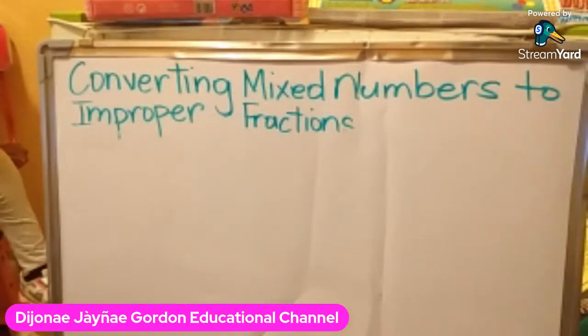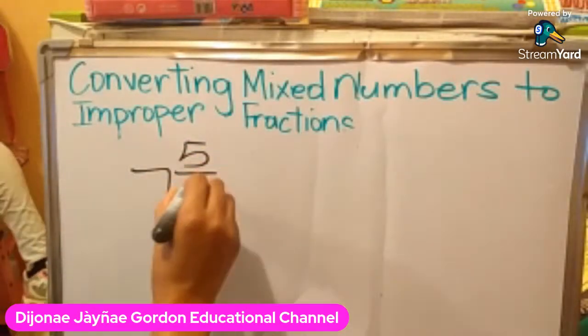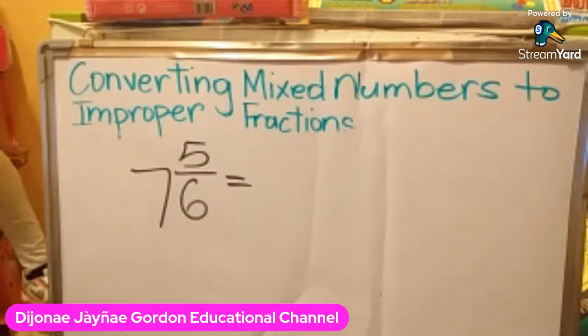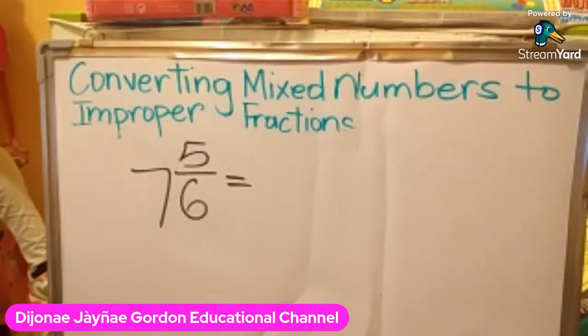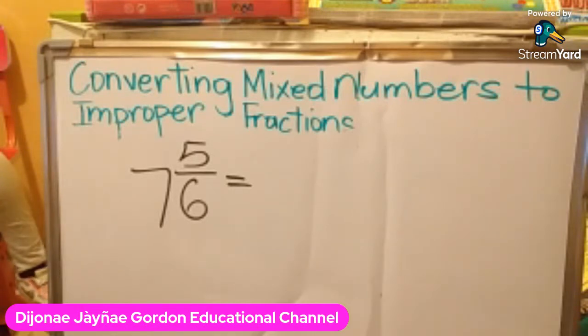All right, so the next one is 7 and 5 over 6. So let me see what's the answer for that one. What's the answer for that one? Seven.